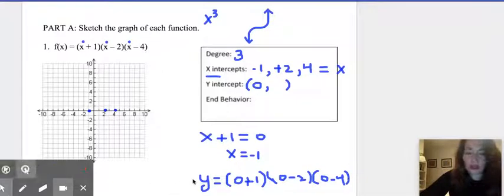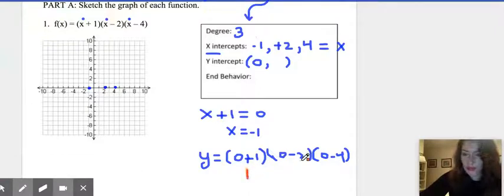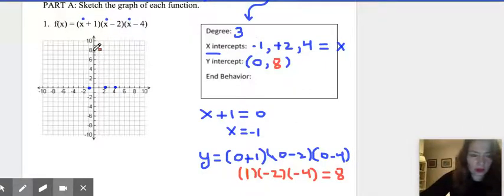Next, we will simplify. 0 plus 1 is just 1. 0 minus 2 is -2. And 0 minus 4 is -4. When you multiply these three factors together, you get +8. So our y-intercept is at 8. Let's go ahead and sketch that point right up here.